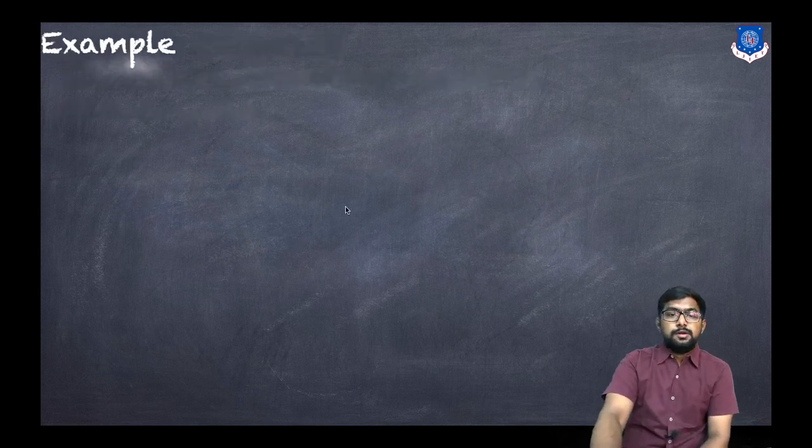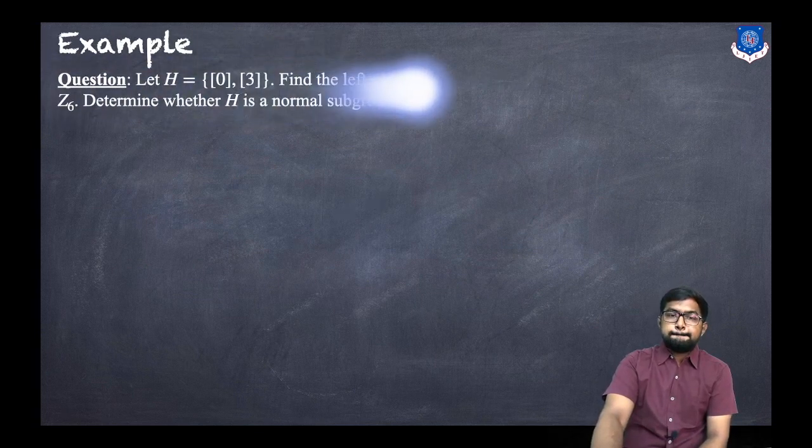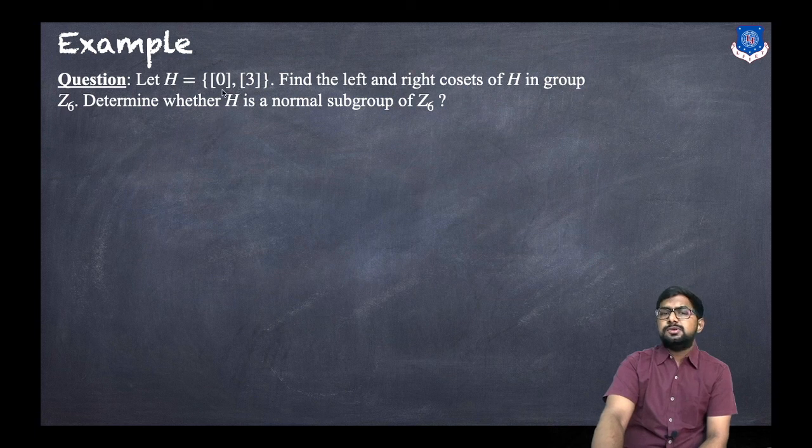Okay. Now let us discuss an example. Let H equal {0, 3} and find the left and right cosets of H in group Z6. We already did this type of sum in the previous session. Determine whether H is a normal subgroup of Z6 or not. For a normal subgroup, we need to find the left and right cosets, and if both are the same, we can conclude they are normal subgroups.